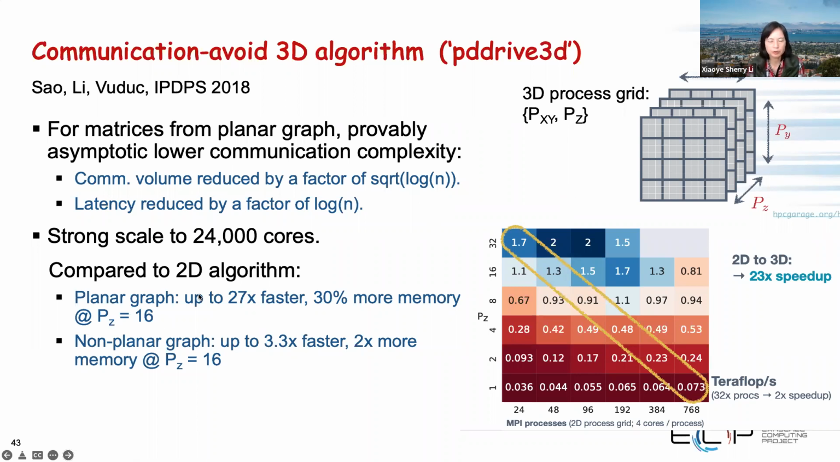And then we have pretty good results. For example, for the planar graph, we can get a 27x speedup on 24,000 cores, which is very good. For non-planar graphs, usually 3D graphs, you get a slightly smaller speedup. The main reason is because the separator in the 3D case is very big. So in our case, for each separator, currently we are not doing the 3D algorithm. Our 3D algorithm is only along the separator tree.